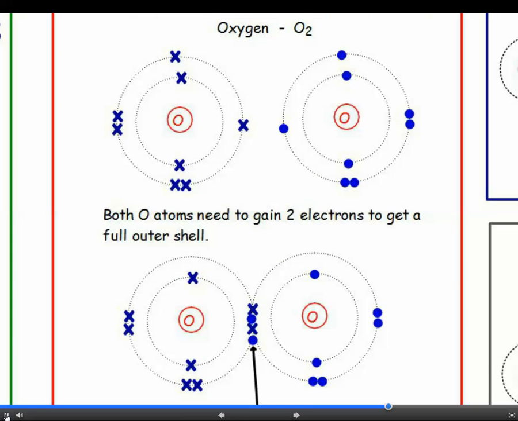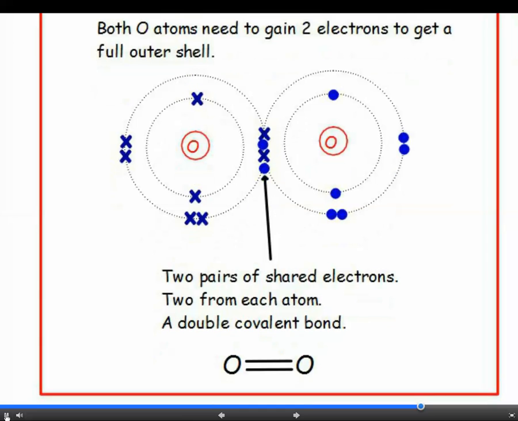Now oxygen is in group 6 and has 6 outer electrons. For oxygen to get the noble gas configuration, we need to gain 2 electrons, and so it will share 2 pairs of electrons. This is a double bond, and we can draw a dot and cross diagram to illustrate it. Or we can show a double bond like this. The 2 lines represent a double bond, not an equal sign.